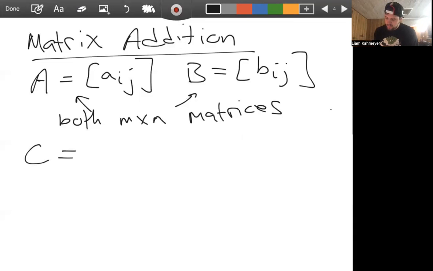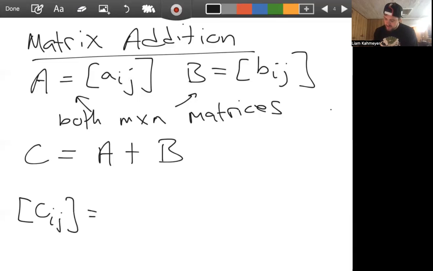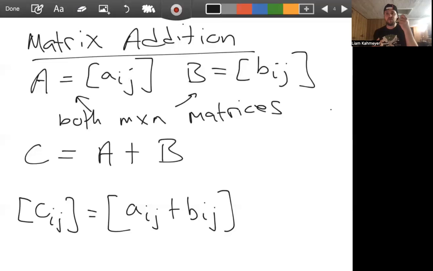So C, we will define this to be A plus B. And if we call C, C sub ij, then each entry of the matrix C is given by A sub ij plus B sub ij, right? So really you just take each entry from A and add it to the same entry from B, and then the sum is pretty straightforward there. Then you just take the sum of the two numbers from those entries, right?